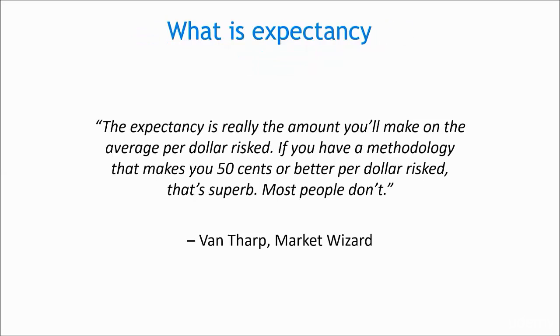What is expectancy? Van Tharp says the expectancy is really the amount you'll make on the average per dollar risked. If you have a methodology that makes you 50 cents or better per dollar risked, that's superb. Most people don't. You calculate your expectancy on your entire trading strategy by adding your average risk reward over a series of trades. But before we get to that equation, it helps to understand what Van Tharp calls R multiples.